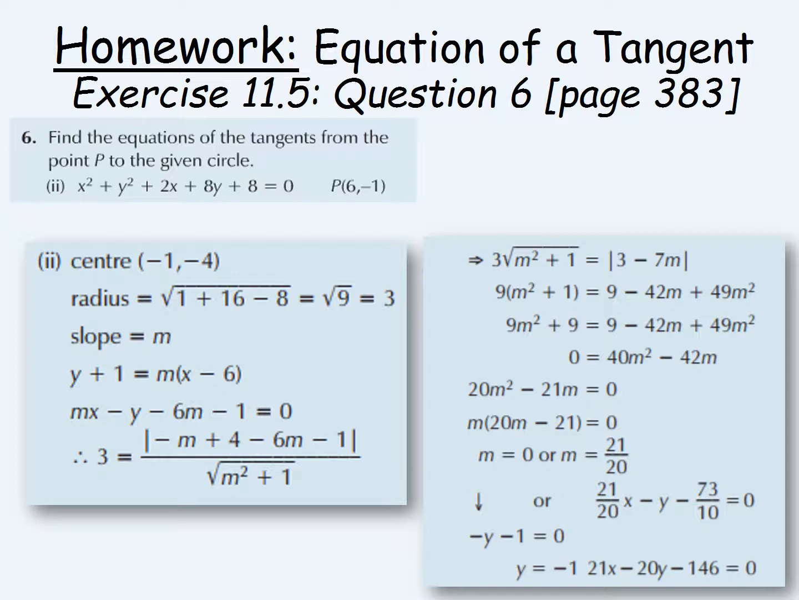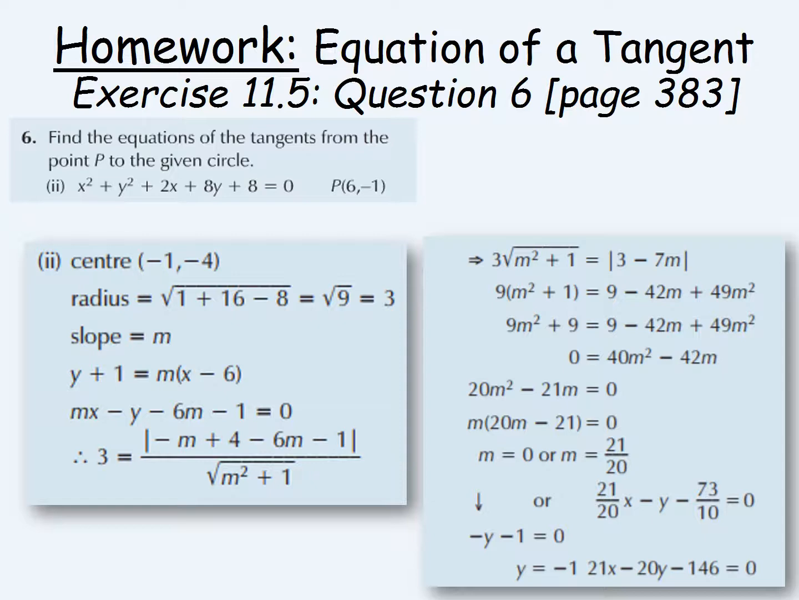So we can pull out our center and our radius from the circle equation given, and we get center -1, -4 and radius 3. We let the slope of the tangents equal m, and then we create an equation which is mx minus y minus 6m minus 1 equals 0, because we know that the point P, 6, -1, is on that line. So we're able to sub that in. Then we use our perpendicular distance formula to say that the distance from the center point, -1, -4, to the line, which is a tangent, mx minus y minus 6m minus 1, should be equal to 3. So we have it set up there.